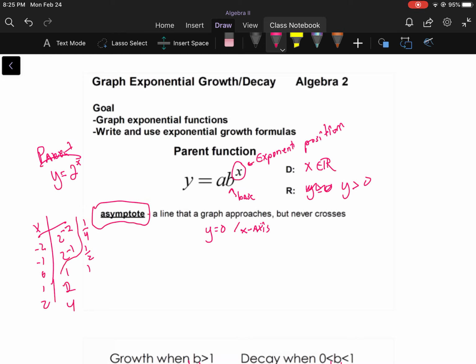Okay, so none of these y values actually get negative. And even if I kept on putting like a -3, I just get like a 1/8, -4, 1/16. I'd get really, really small. I just never get to 0, and hence I got my asymptote. So hopefully this helps.